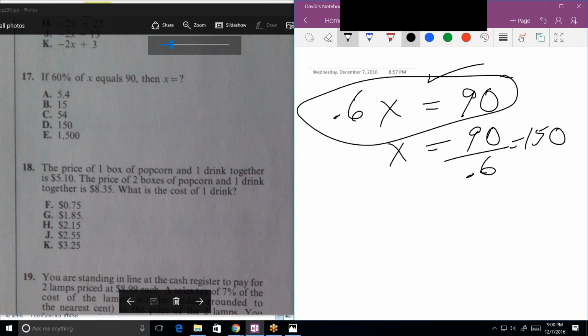Because you know 60% is close to half, right? So 60% of 54 has got to be less than 54. Same thing with 15, same thing with 5.4.